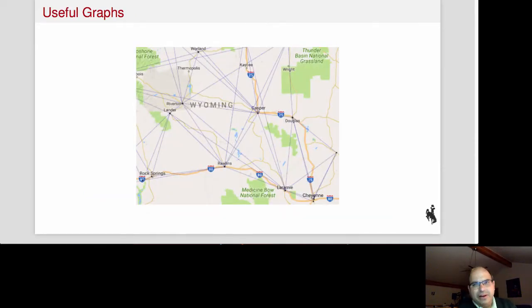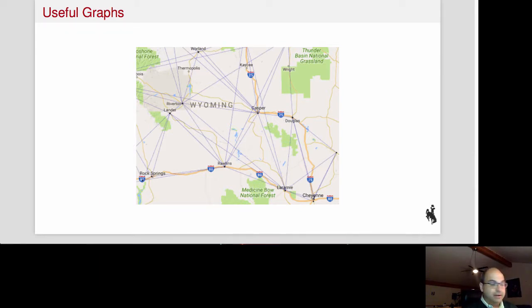Now, why do we do graphs? Well, actually, graphs are tremendously useful. So here's a graph that, for example, Google Maps might use to route you. Let's say that you want to go from Cheyenne to Thermopolis, then you would take a path down this graph that will get you to Thermopolis. That's how this works.